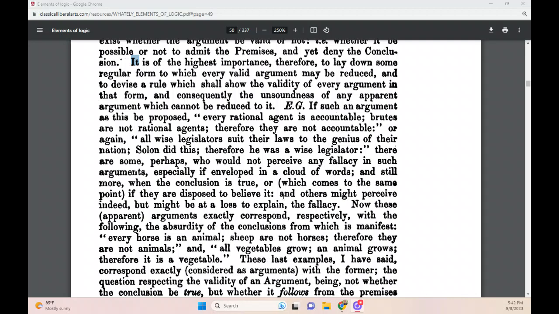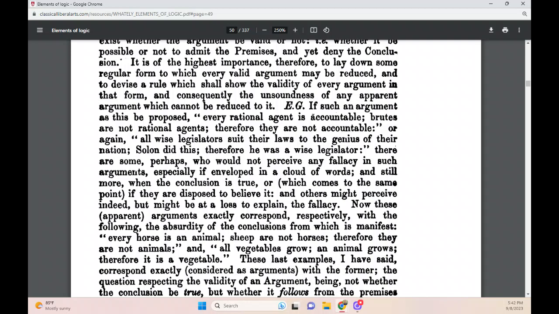Others might perceive indeed, but might be at a loss to explain the fallacy. So with these two examples, they're apparent syllogisms. They're not reasonable arguments. And if you think about them, you may be able to catch the fallacy. Every rational agent is accountable.